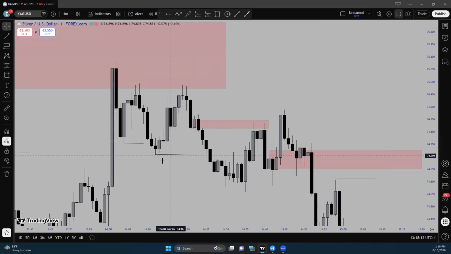Look at these two zones. We have a break, and then these are the two points of interest we can use: this order block and this breaker block. I'll give you how you can mark an order block.